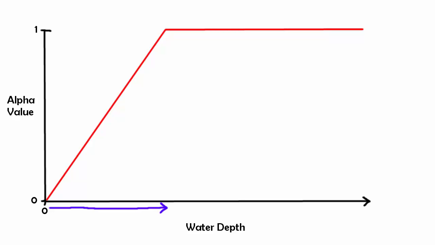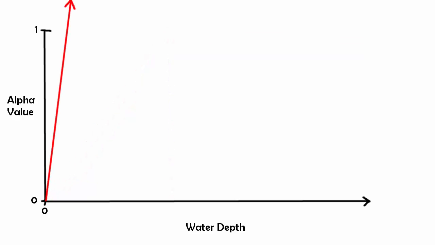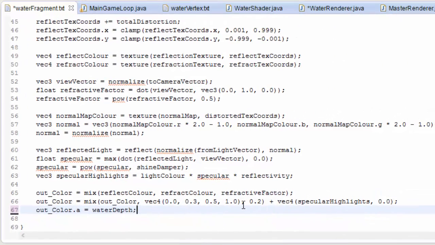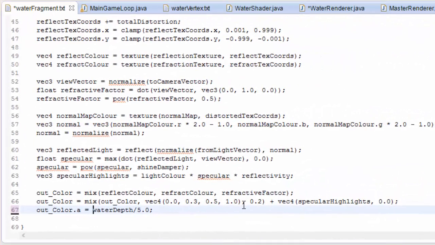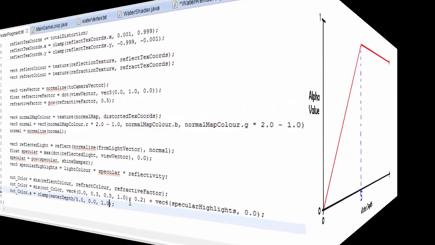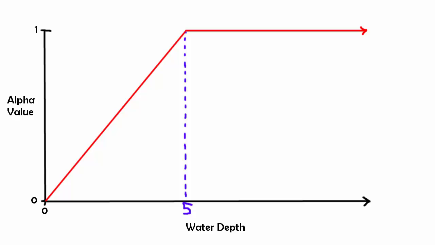As the water depth increases, we want the water to become less transparent, and then above a certain depth, the water isn't transparent at all and should render just like before. At the moment, we've just set the alpha value to the water depth, so we have something like this. If we now divide the water depth by a certain number, let's say 5, then at a water depth of 5, the water has an alpha value of 1 and isn't transparent at all. However, the alpha value should then stay at 1 for greater depths instead of increasing more, so we're going to clamp this value between 0 and 1 so that anything above 1 gets clamped back down to 1, giving us something like this, which is actually exactly what we want.